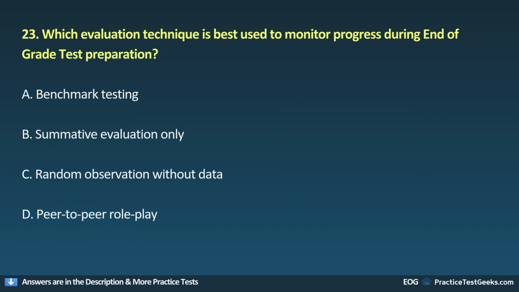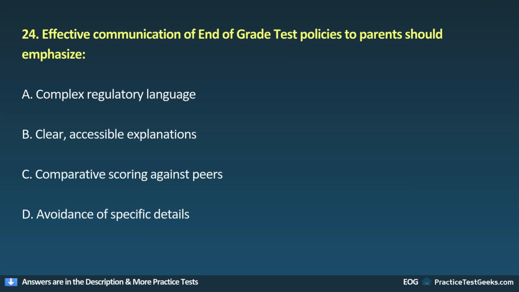23. Which evaluation technique is best used to monitor progress during end-of-grade test preparation? A. Benchmark testing. B. Summative evaluation only. C. Random observation without data. D. Peer-to-peer role play. 24.